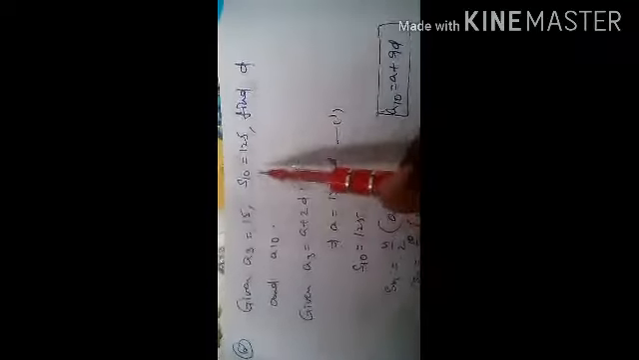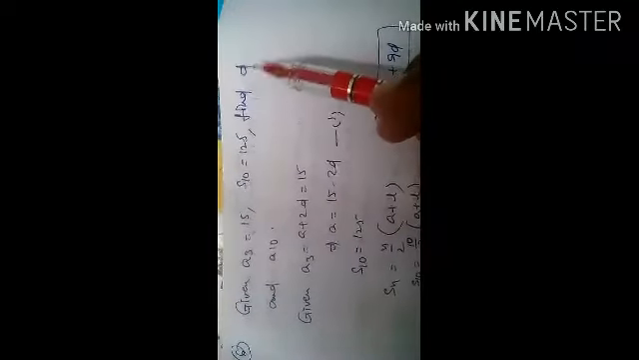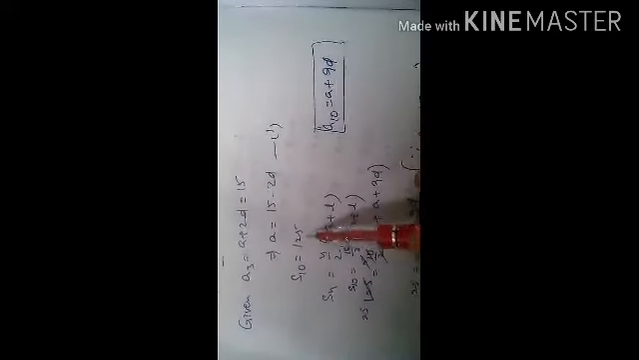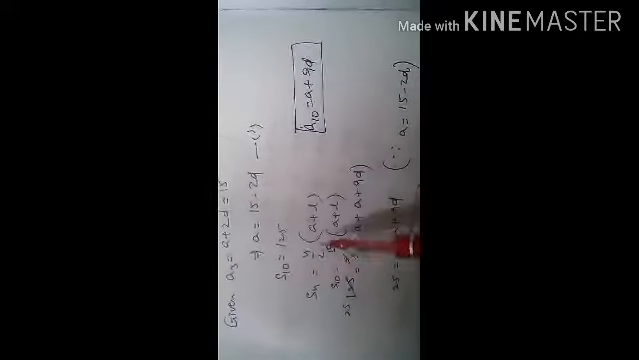The next question: A3 is equal to 15, S10 is equal to 125. Find the D and A10. So A3 is equal to A plus 2D is equal to 15, where A is equal to 15 minus 2D, which is equation 1. S10 is equal to 125. We know the first value and the last value. So here substituting, Sn is equal to n by 2 into A plus L, where L is A plus 9D.